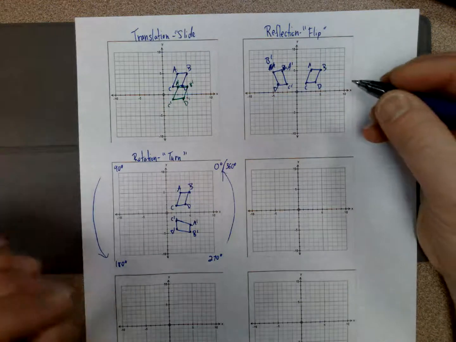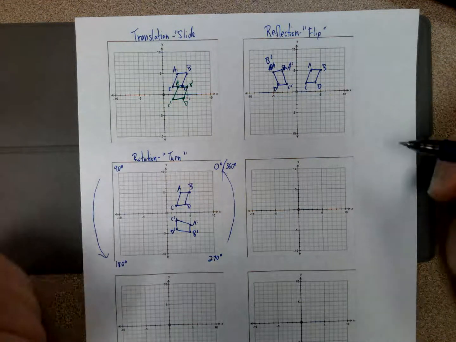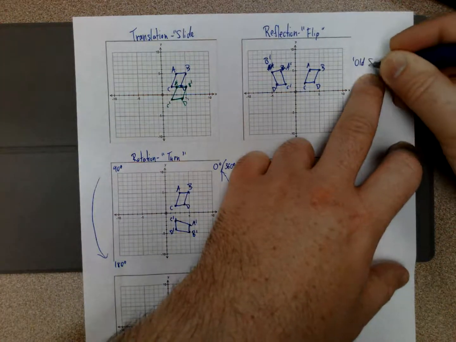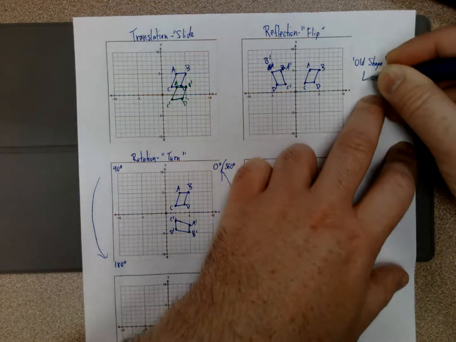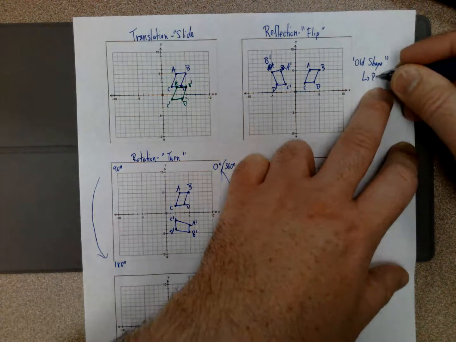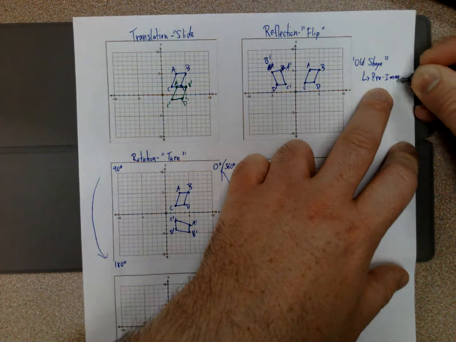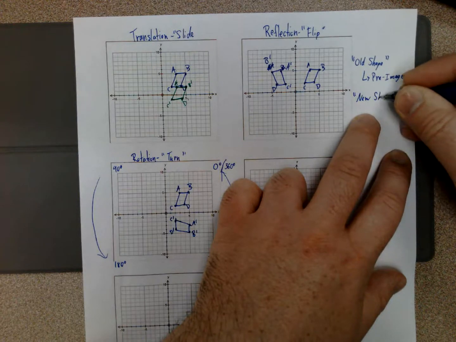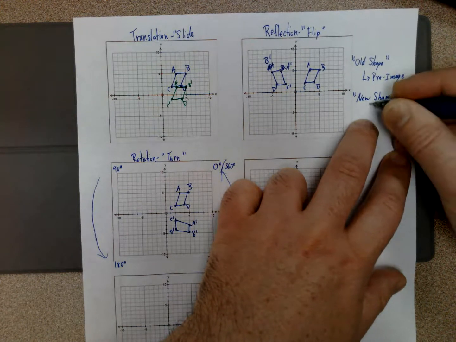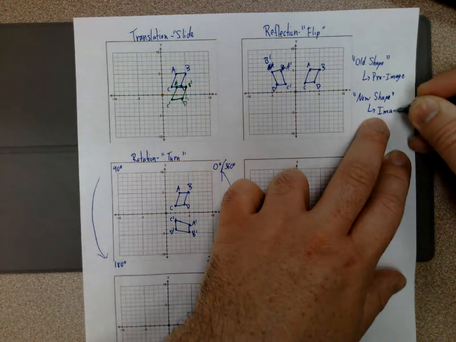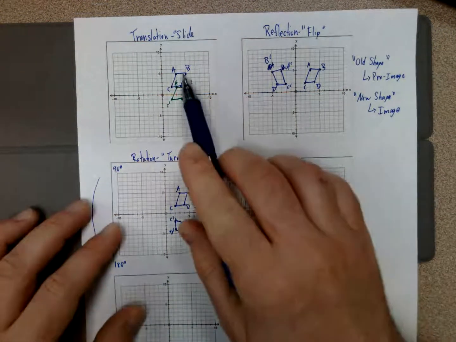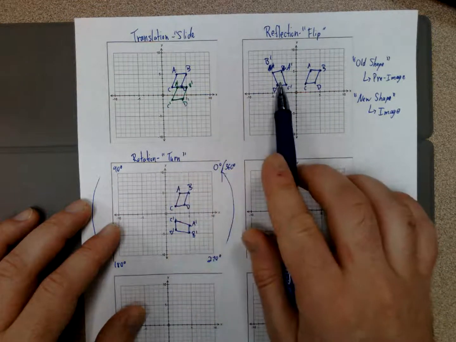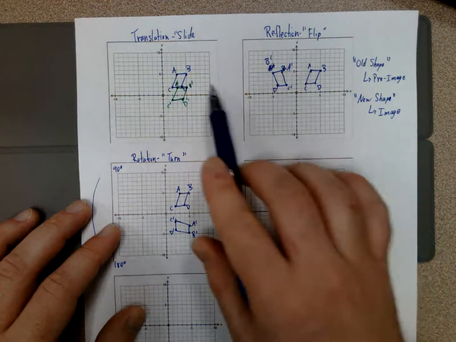The last thing is a little bit of vocab, because you're hearing me refer to the old shape and the new shape, and that gets tiring. Our old shape actually has a real name, the pre-image, and the new shape is known as the image. You're going to start hearing those terminologies. All of these original ABCDs are your pre-image, and the new ones, A prime, B prime, C prime, D prime, are known as your image.